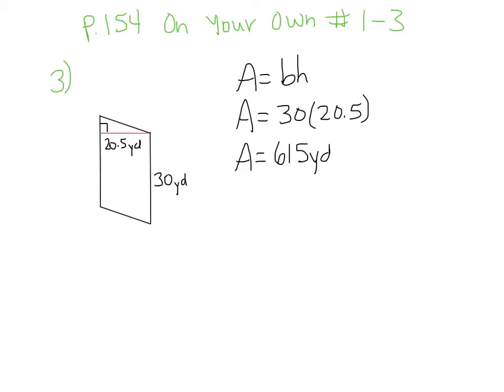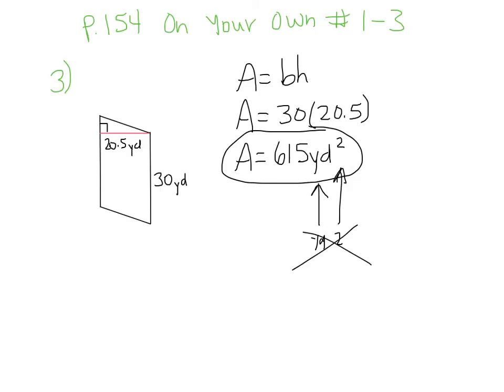You can do out your work and you should come up with 615 yards squared. Again, if you don't have something like this labeled and you don't have your yards and you don't have the squared, it is wrong on a test. Completely wrong. You have to understand that when you're dealing with area, you're dealing with the surface of the entire polygon, so that means you're squaring it. You're using all of that area. It's not just the perimeter.